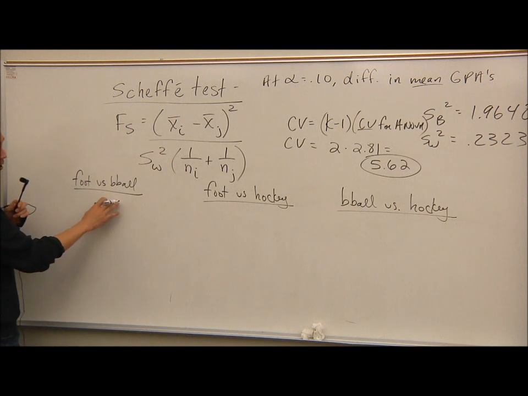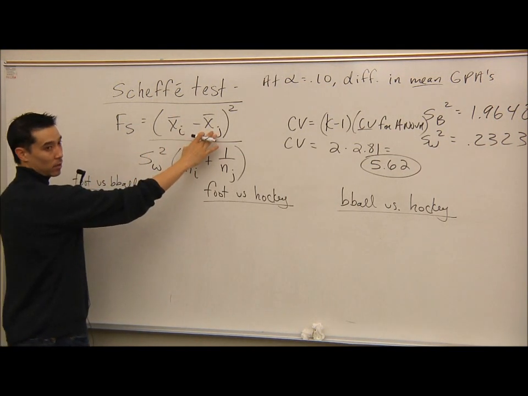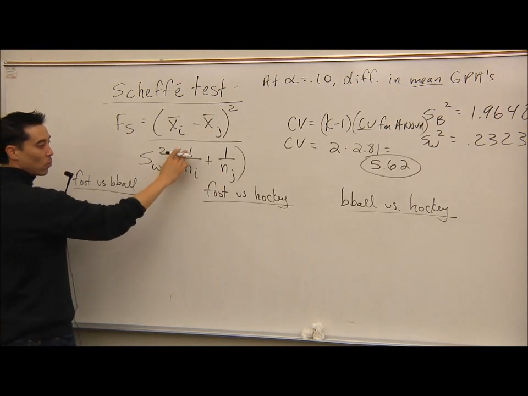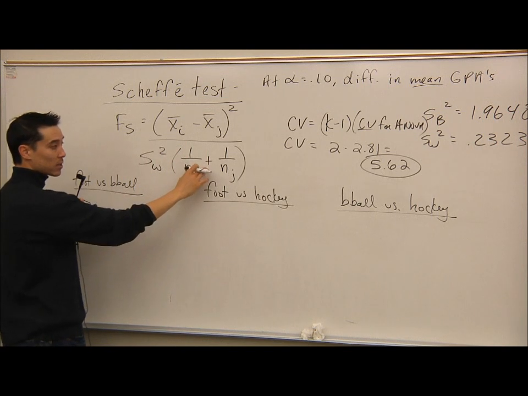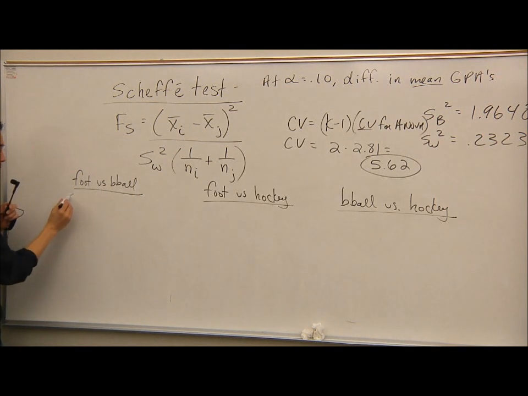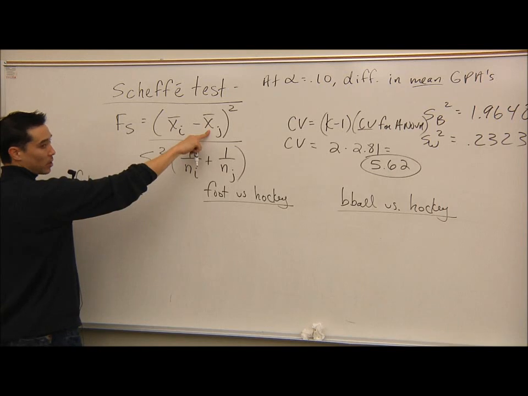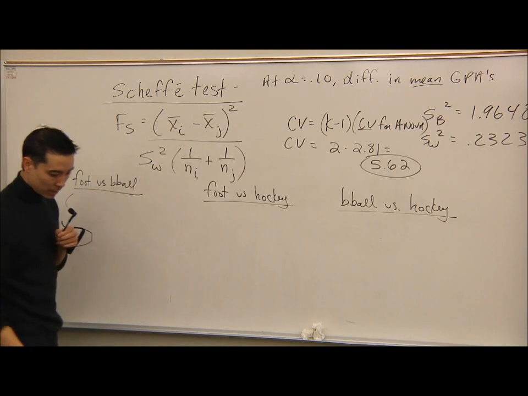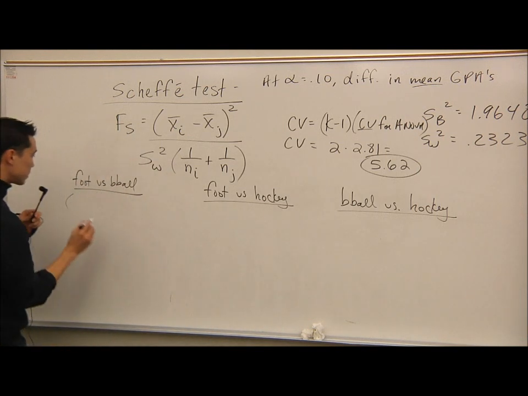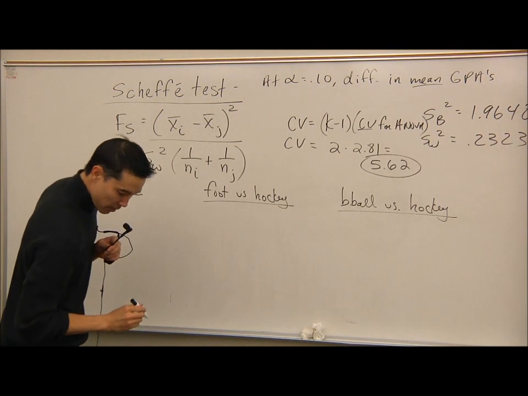All right, so let's do football versus basketball. I need football's mean GPA minus basketball's mean GPA, divided by SW squared, which I still have on the board, times 1 over how many football players there were plus 1 over how many basketball players there were. That's how we read this. So it's football players' mean GPA minus basketball players' mean GPA, and then square that. Football players' mean GPA is 2.48, and basketball players' mean GPA was 3.34.